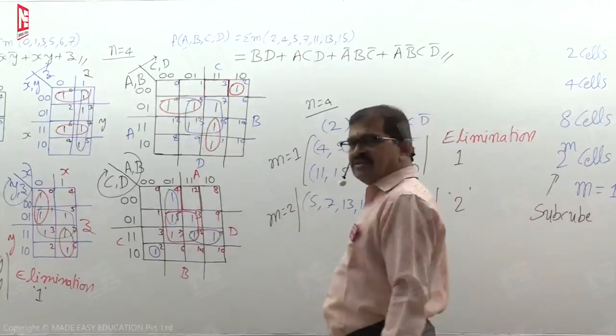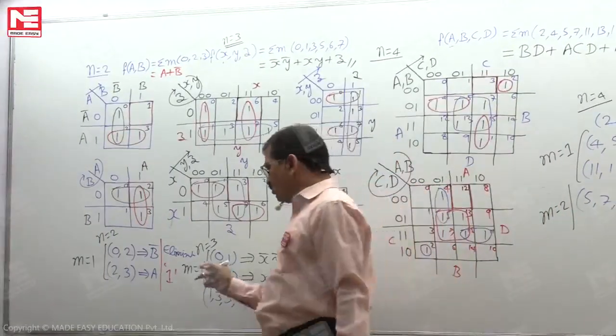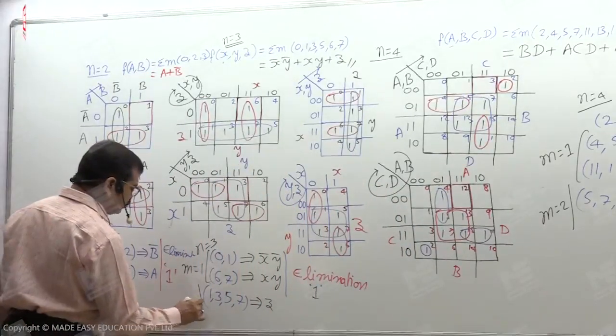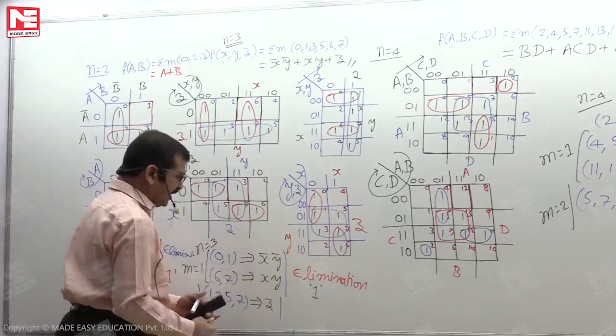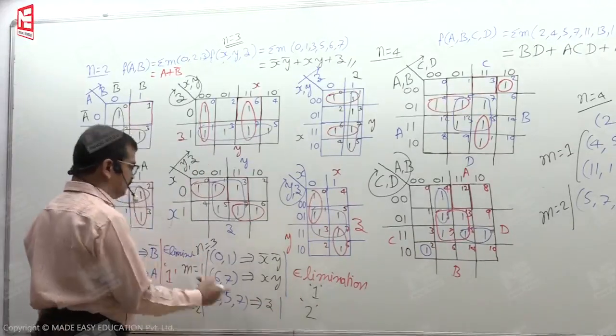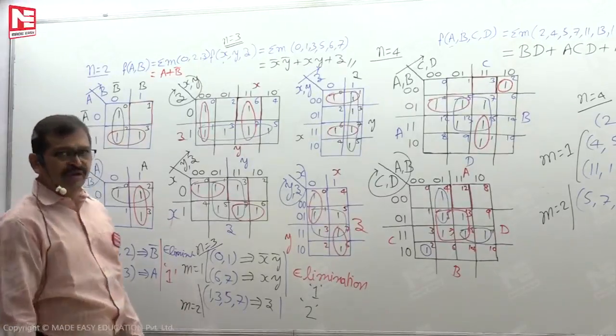In this 3 variable example also, we are looking at a subcube of 4 cells. One subcube is of size 4 cells, M is 2. The product is with a single literal. Once the product has a single literal, here also elimination is for 2 variables. The function was on 3 variables, product single literal, so elimination is for 2 variables.